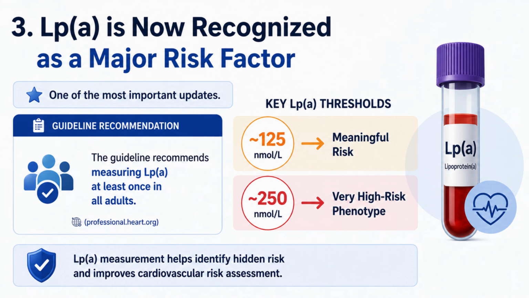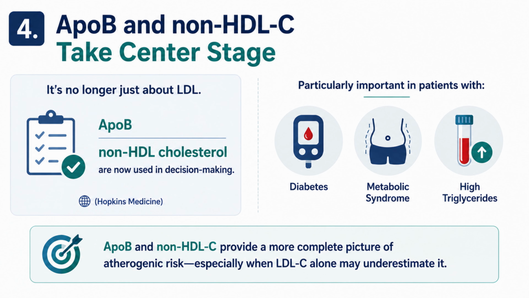phenotype. The next update is that measuring ApoB and non-HDL-C has become more important. It is no longer just about LDL. ApoB and non-HDL cholesterol are now also used in clinical decision-making. This is especially important in patients with diabetes, metabolic syndrome, high triglyceride levels.